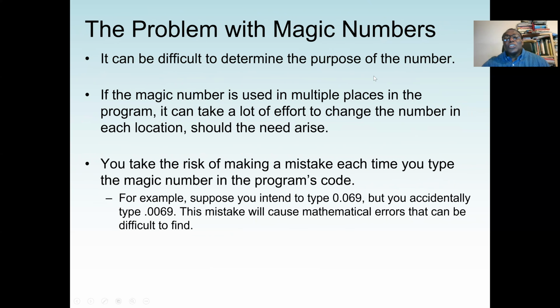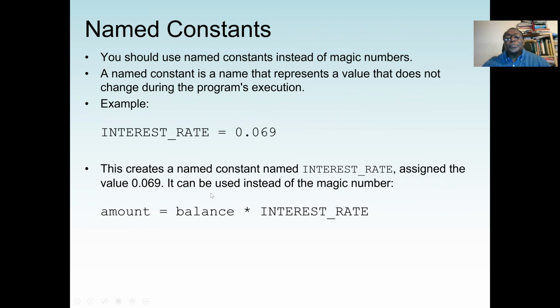The problem with magic numbers is that it's very difficult to determine the purpose of the number. Also, if the magic number is used in multiple places in a program, it can take a lot of effort to change the number in each location. This is the reason why we declare a named constant. If I need to change the value, I'll just go to the place where I declared the constant and change it, and it will affect the whole program wherever we have that variable.